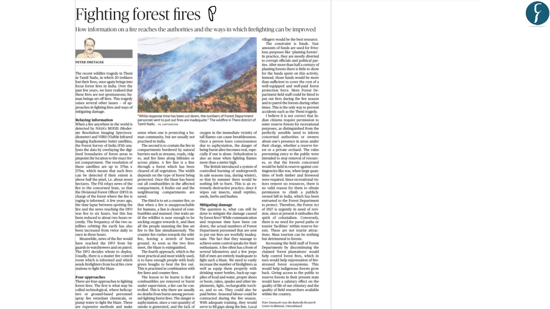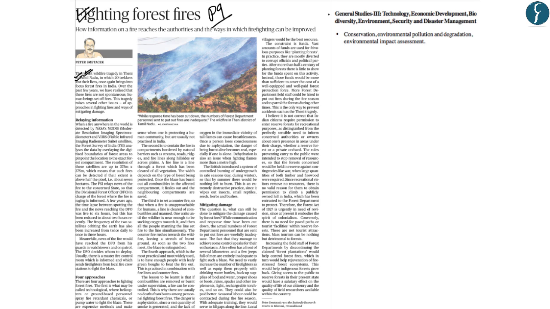Now we have taken this article from page 9. What this article talks about is combating forest fires and is in the news because of the recent wildfire tragedy in Theni in Tamil Nadu, where a forest fire had occurred. The content of this article becomes important from your GS paper 3 in the environment section, specifically in conservation. Now let us further understand how to combat forest fires.